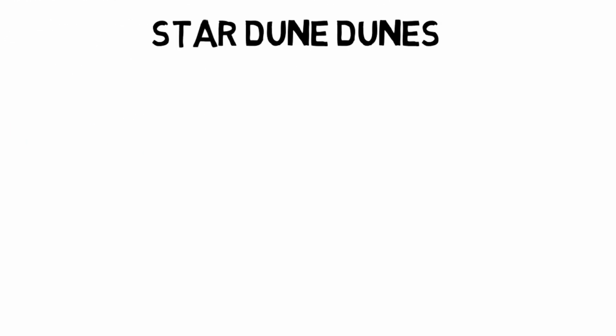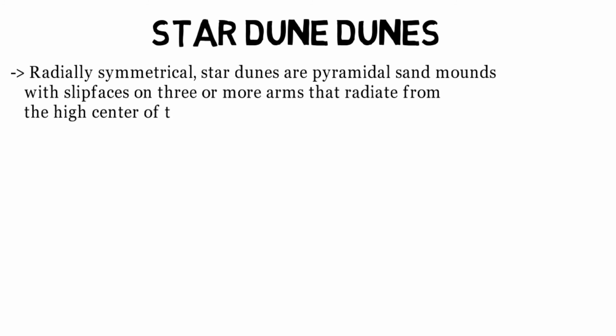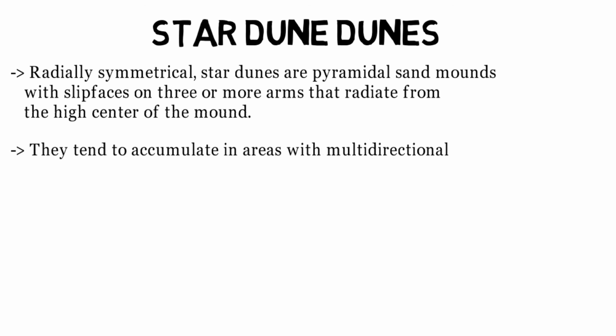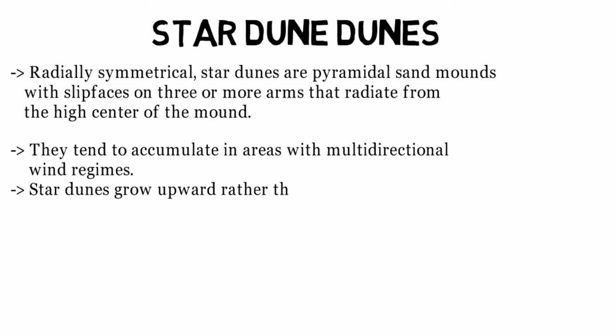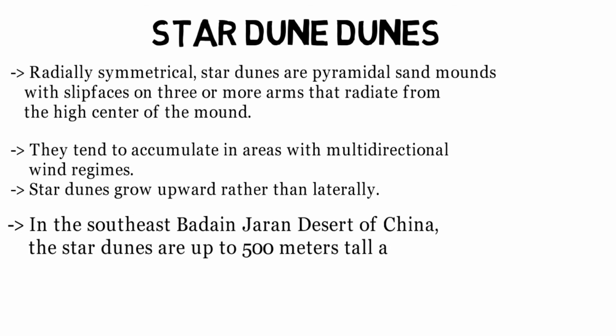Star dunes. Radially symmetrical, star dunes are pyramidal sand mounds with slip faces on 3 or more arms that radiate from the high center of the mound. They tend to accumulate in areas with multidirectional wind regimes. Star dunes grow upward rather than laterally. In the southeast Badain Jaran Desert of China, the star dunes are up to 500 meters tall and may be the tallest dunes on Earth.